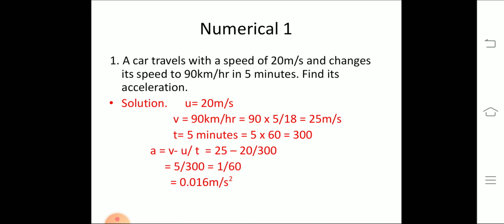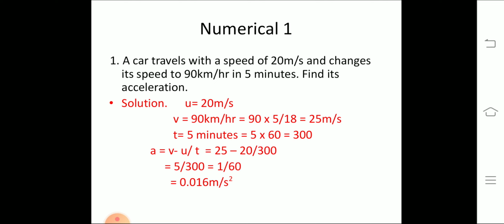numerical. So a car travels with a speed of 20 meter per second, means what is given? Initial velocity u equal to 20 meter per second, and changes its speed to 90 kilometer per hour, means v is 90 kilometer per hour. Now see, u was given in meter per second and v is in kilometer per hour. So convert to the standard unit, that is meter per second.